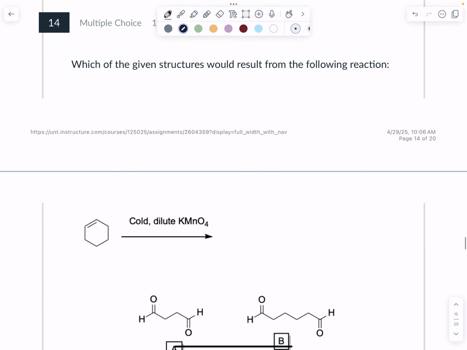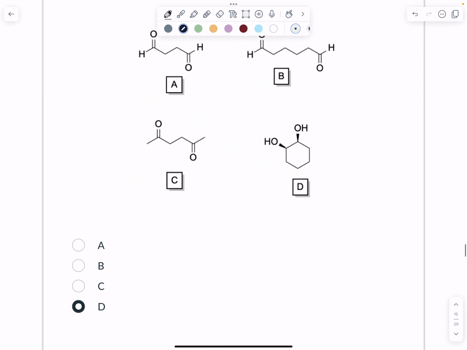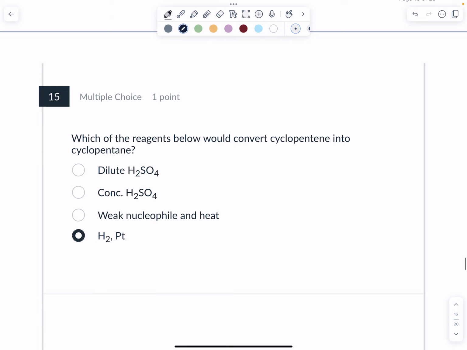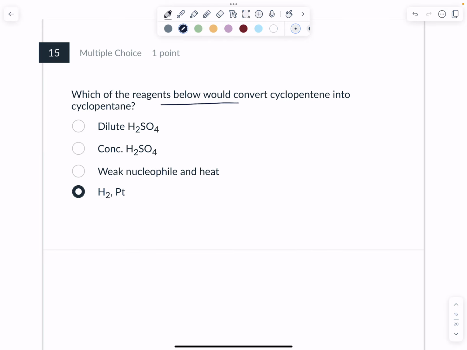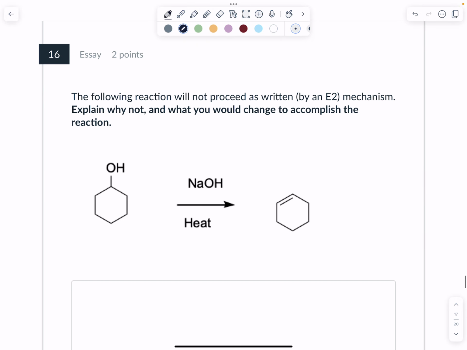Okay, which of the structures would result from the following reaction? Cold dilute KMnO4 adds alcohol across a double bond. And so that would be answer choice D as well. Which of the reagents below would convert cyclopentene into cyclopentane? That is a hydrogenation reaction, and we actually learned that in a previous chapter, so it's just kind of coming back.